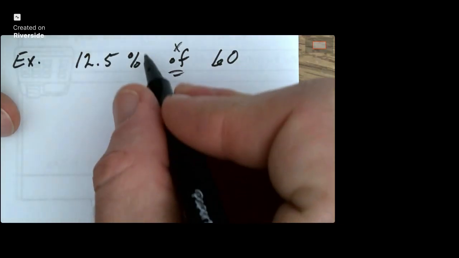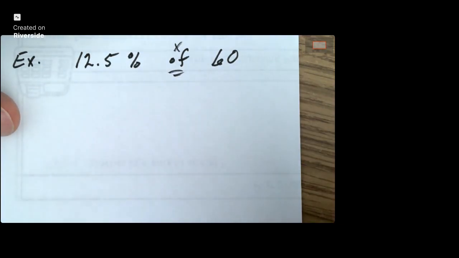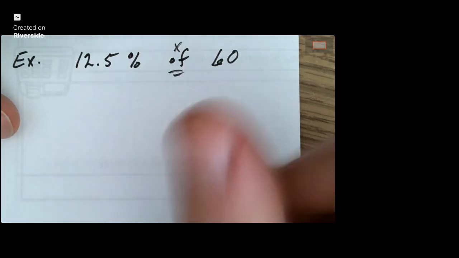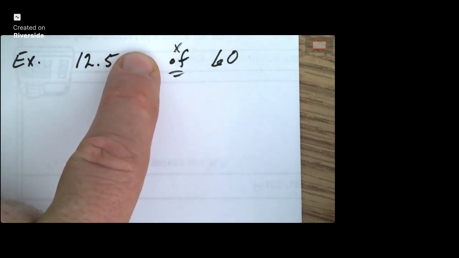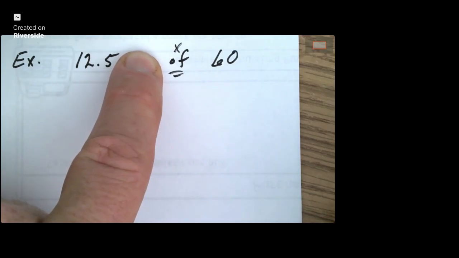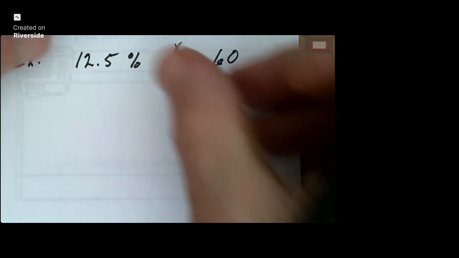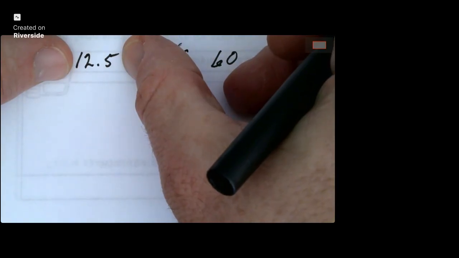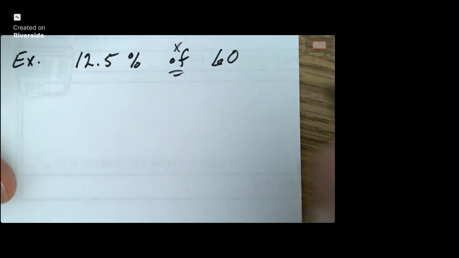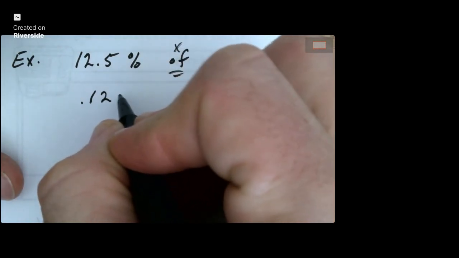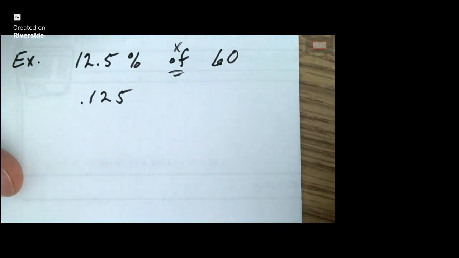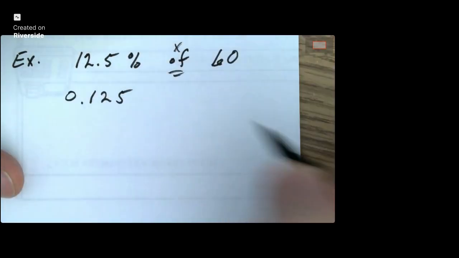Same thing here. We have to turn this percent into its decimal version, right? We have to get rid of that percent sign. We have to turn it into its number form, its decimal form. And the only way to do that to a percent is to divide this number by 100, which is the same thing as moving the decimal point 2 spots to the left. So divide it by 10, that's 1 spot to the left. Divide it by 100, 2 spots to the left. So that's going to turn into the number 0.125. We could throw a 0 there if we wanted to.